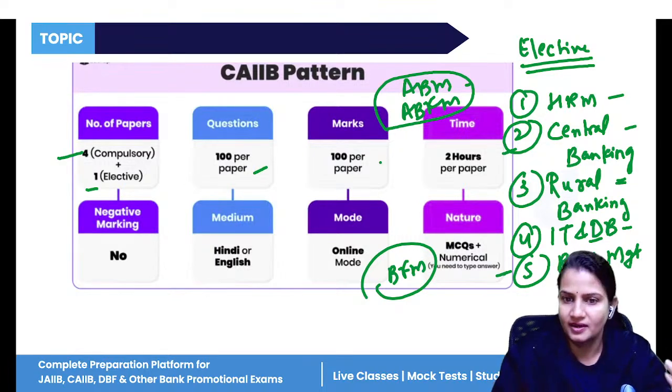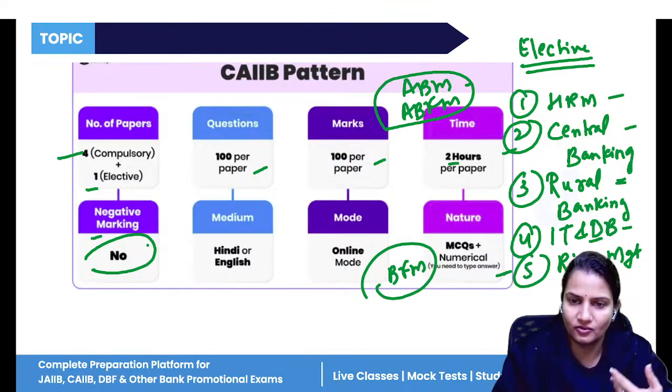There are 100 questions, 100 marks, and for every paper, 2 hours will be allotted to you. Now, negative marking: as of now, there is no negative marking, so you can attempt any question. For the medium, you can choose either Hindi or English. The mode is online, and the nature is MCQs plus numerical questions.